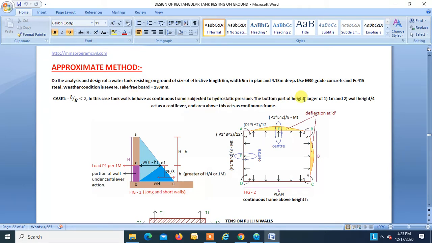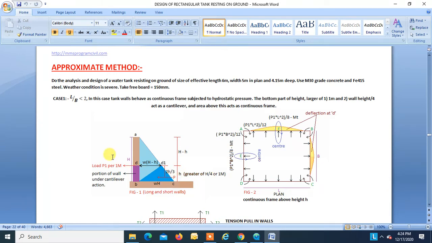The bottom part of height larger of 1 meter and wall height by 4 acts as cantilever, and the area above this acts as continuous frame. So let me take a cross section over here and a cross section over here, which is shown over here. That is for long and short wall. This purple portion, this height h acts as a cantilever, and the above portion acts as a continuous frame. So this height h has to be greater of H by 4 or 1 meter. Our H is 4, so this small h is 1 meter in our case.